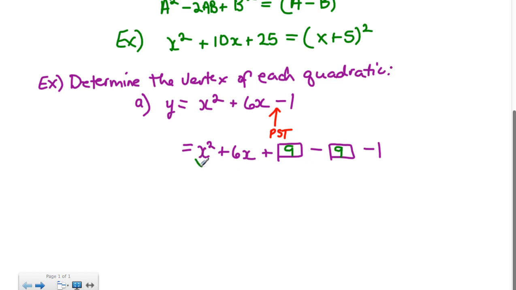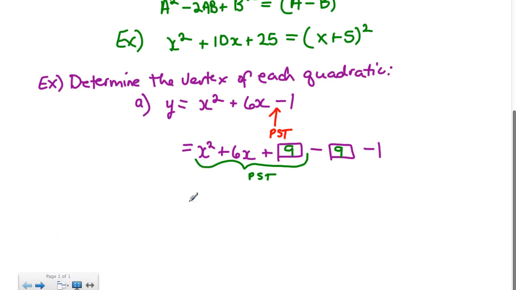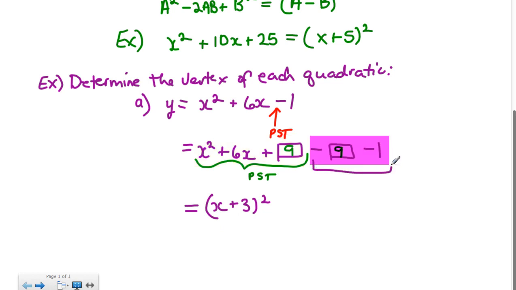And what that has given me then, right here, these first 3 terms, is a perfect square trinomial. So now on my next step, I'm going to factor that perfect square trinomial. We factor it by taking the square root of the first, the square root of the last, and the middle sign. So x plus 3 squared. Now I'm left with this minus 9 over here and this minus 1. So now we just simplify.